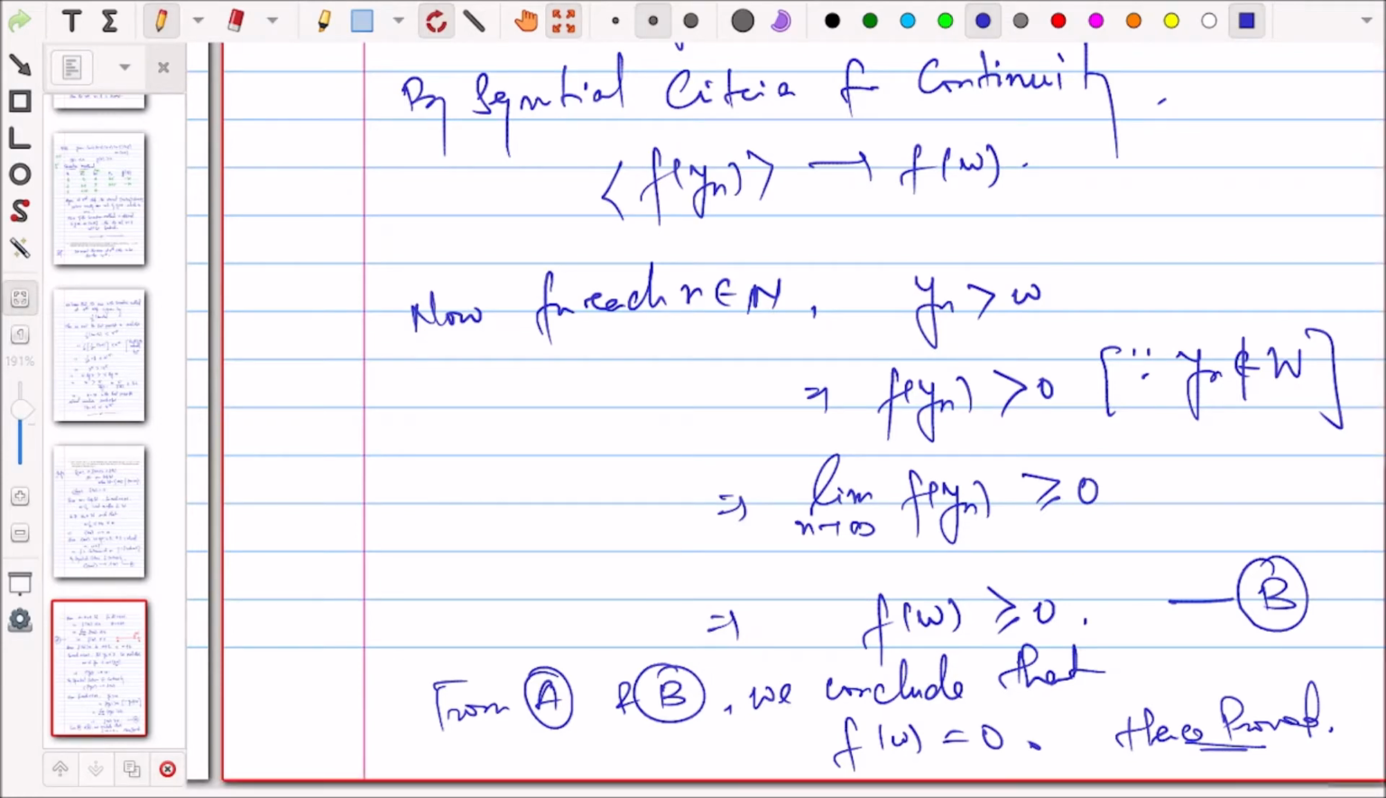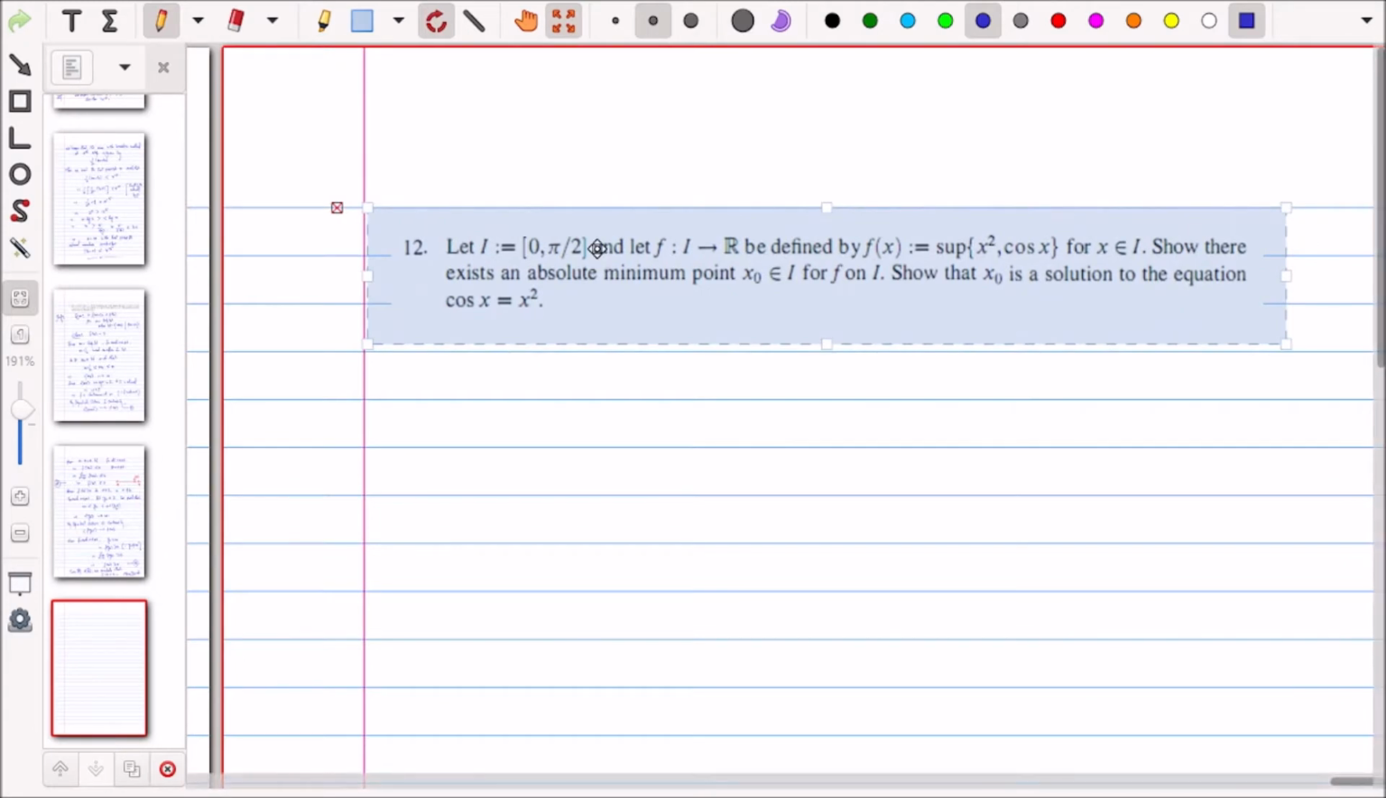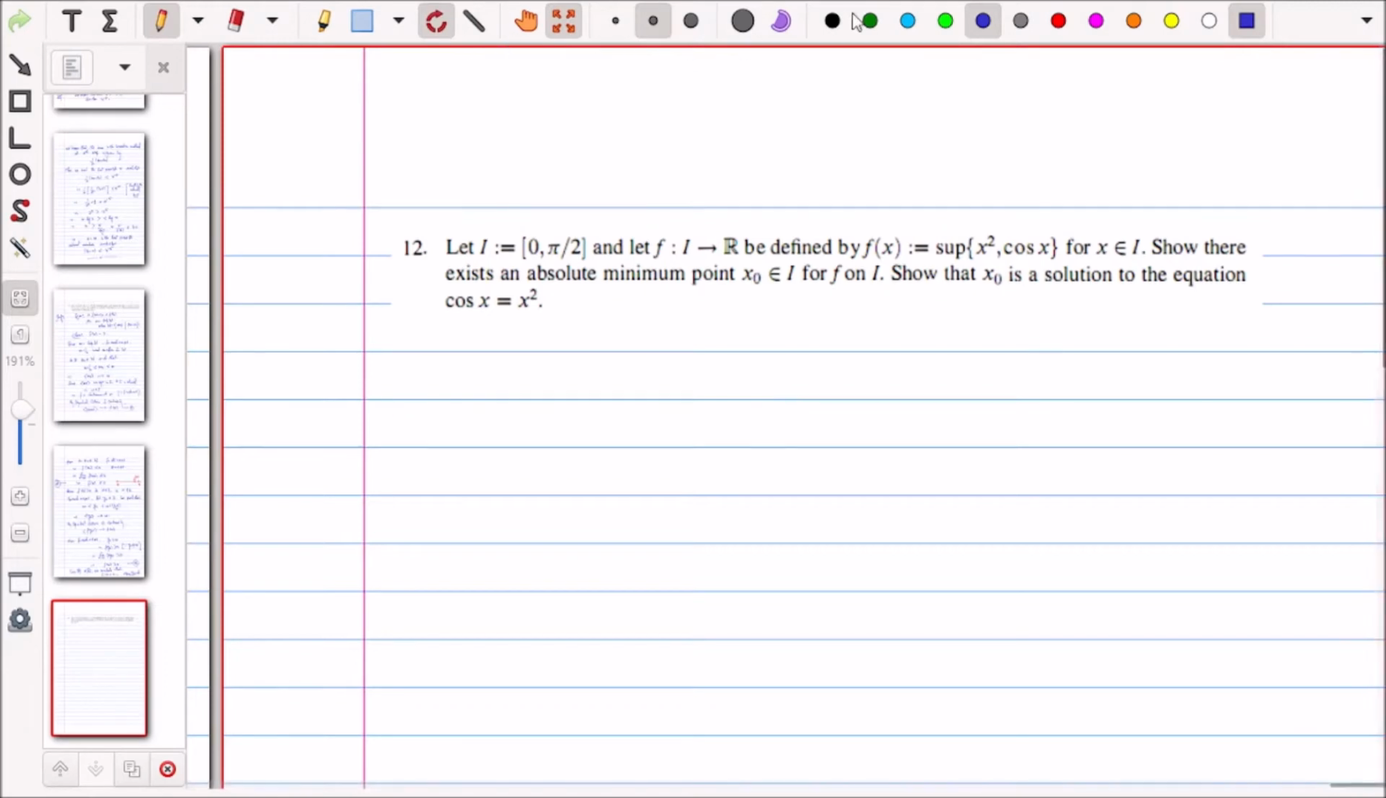Now we are going to do question number 12. Let I equal to 0 to pi by 2, and f from I to R be defined by f of x equal to supremum of x square and cos x, for x belonging to I. Show that there exists an absolute minimum point x naught belonging to I for f on I, and also show that x naught is a solution to the equation cos x equal to x square.